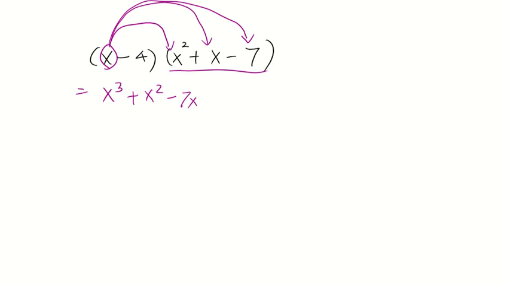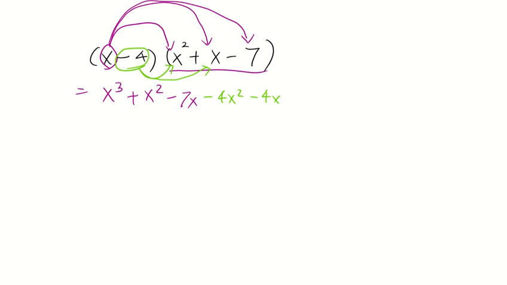Now I'm distributing the negative 4 term to each term in the trinomial. So first, negative 4 times x squared, that's negative 4x squared. Now negative 4, distribute it to x, that's negative 4x.